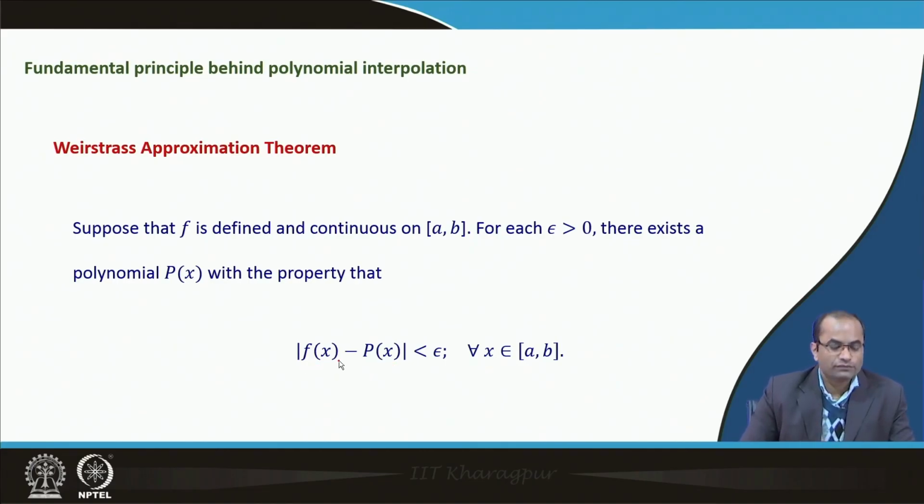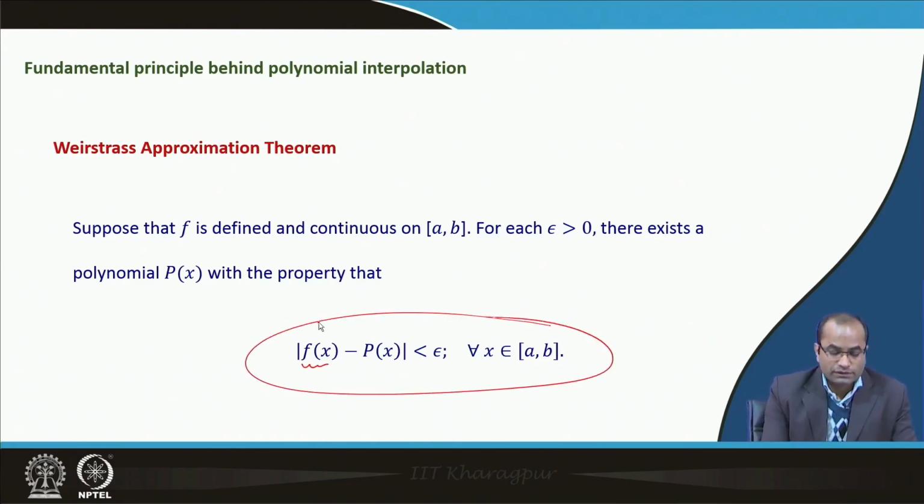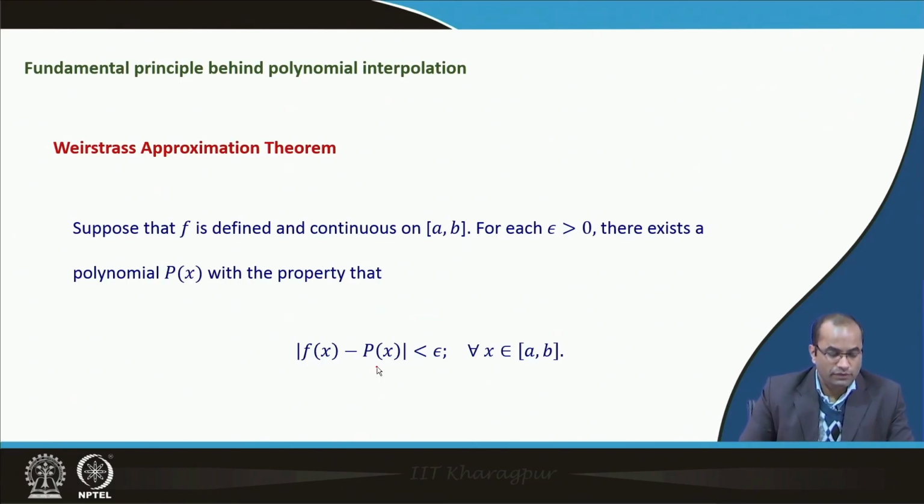So, that is the base of this interpolation, or having a polynomial approximation of a given function, because this theorem says that for any given function which is continuous, we can find a polynomial with as good accuracy as we want. And based on this Weierstrass approximation theorem, we will derive the polynomials corresponding to a given function.